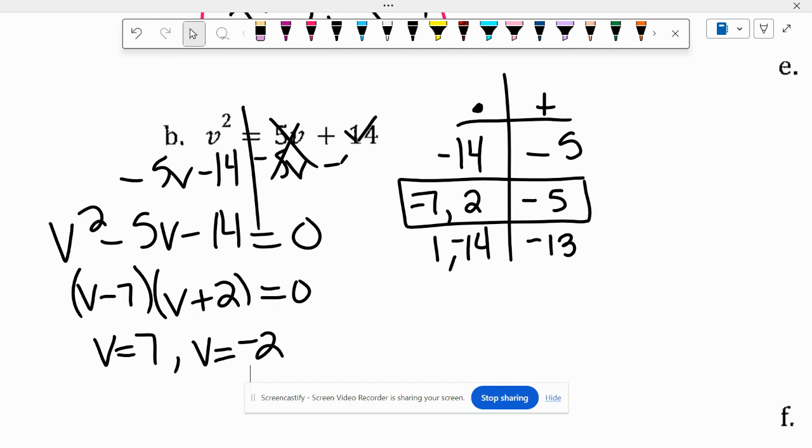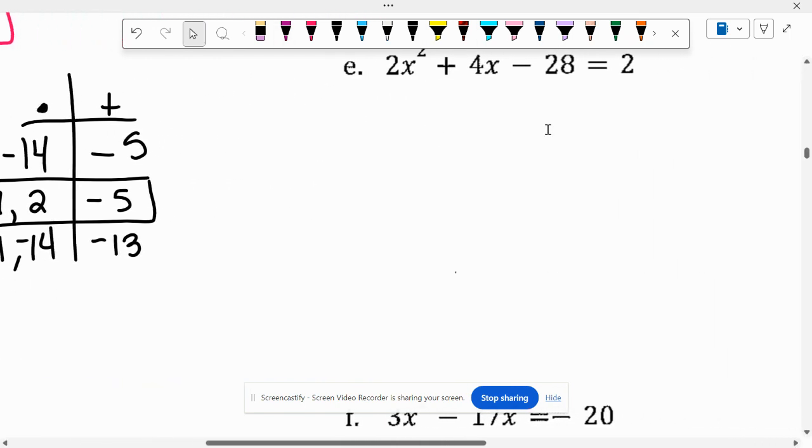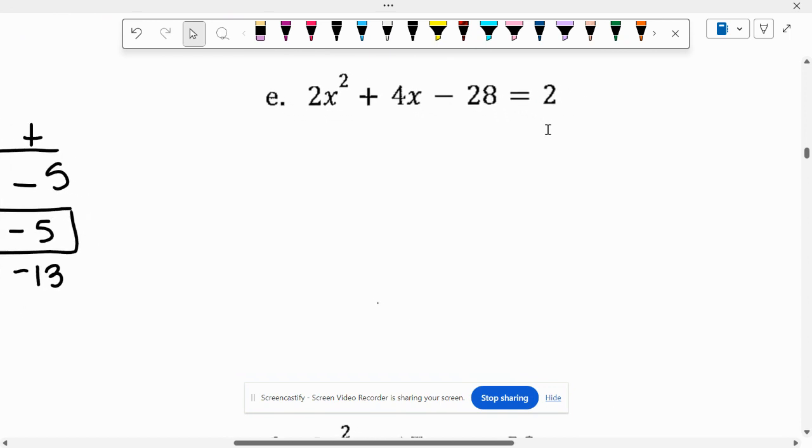We're going to skip C and D because I'm going to post them. I'm going to do E with you. Slide it over and let's do E.